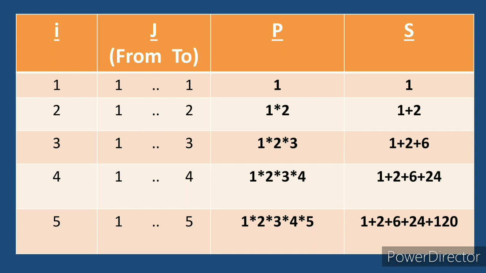Similarly, when the value of i is 3, the loop will run from 1 to 3. So the value of p will be 1 into 2 into 3 when it is repeated thrice, and whenever it comes out of the third loop, but is still within the outer loop, it will be 1 plus 2 into 3. 1 plus 2 was already there, but for the third repetition the value of p, that is 6, will be added. It continues for 5 times, and when you complete it, this is going to be 153.